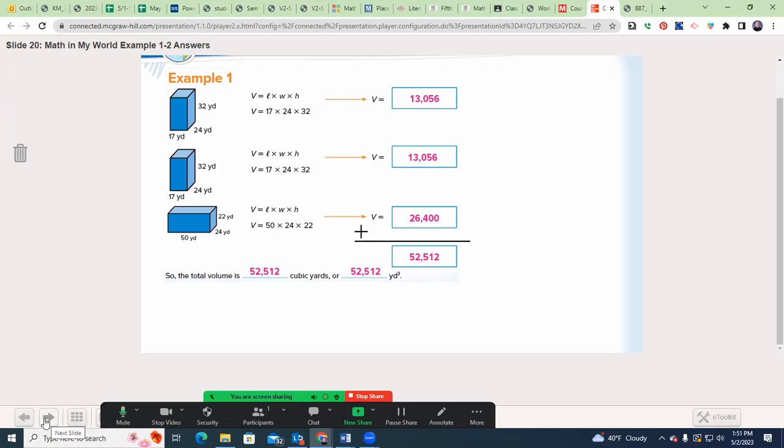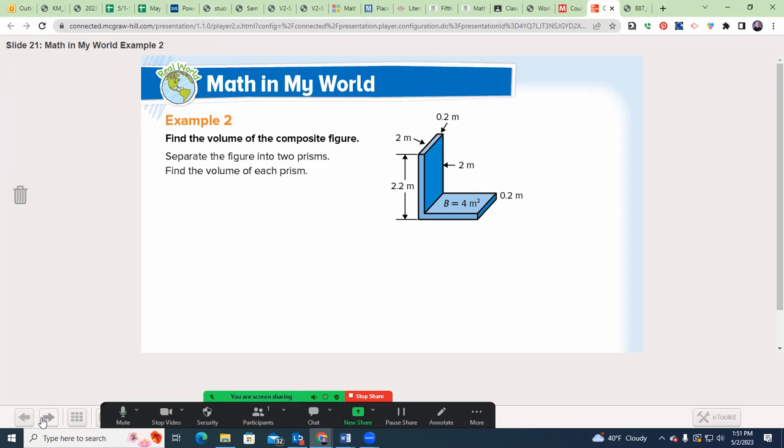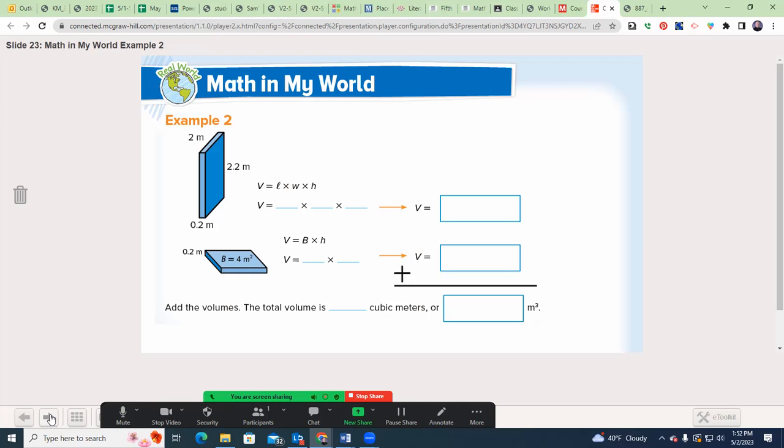Let's turn to 968 with example nine. Find the volume of the composite figure. So we have two different figures here, a 2, a 0.2, and another 2. And this one is 4 times 0.2. And so 0.2 times 2 is 0.4 times 2.2 is 0.88. Then you have 4 times 0.2 is 0.8.